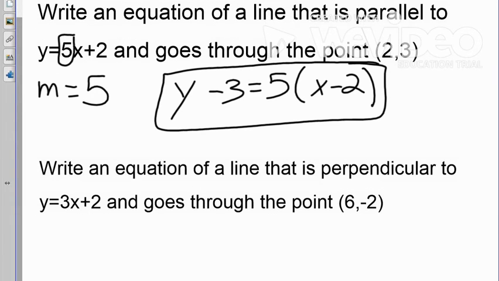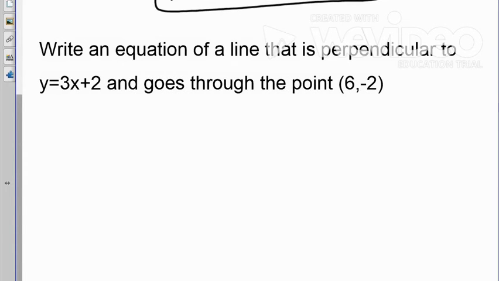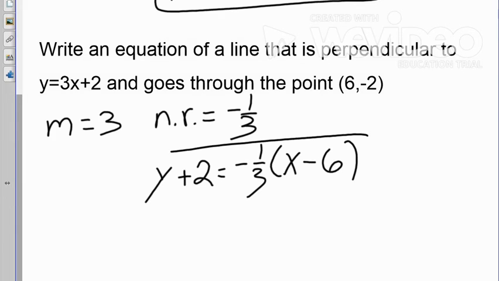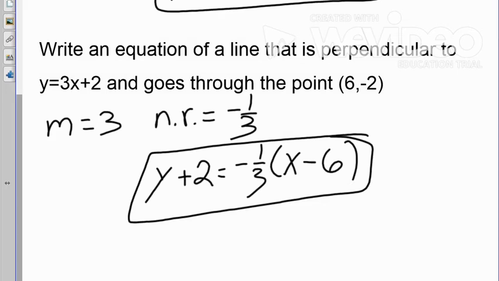Now if we go down, as you guys know, we're probably going to do one now that's perpendicular. Okay, so if m is 3, my new slope, so the negative reciprocal, is going to be negative 1/3. So I'm going to be using y plus 2 is equal to negative 1/3 times x minus 6. Done and done there.